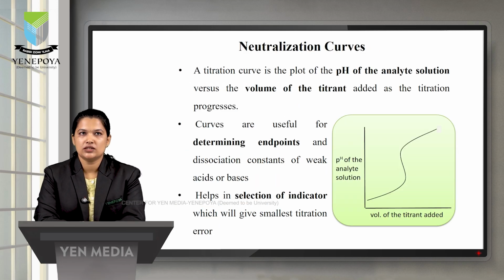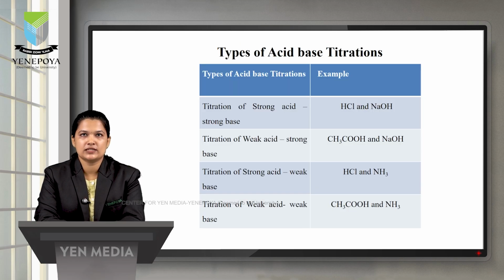Next is the neutralization curve. The titration curve is a plot of the pH of the analyte solution versus the volume of titrant added during the titration process. These curves are useful for determining the endpoint and the dissociation constants of weak acids or bases, and they help in the selection of an indicator. These are the types of acid-base titration.